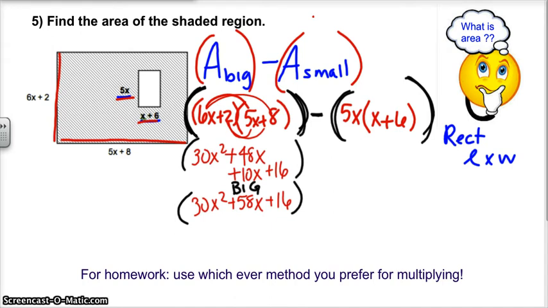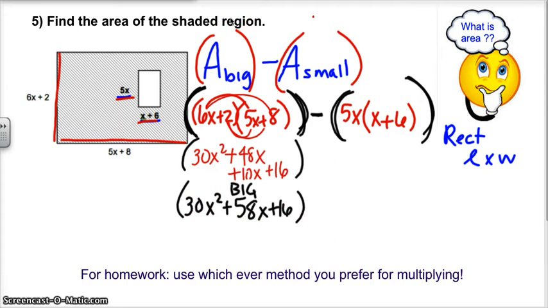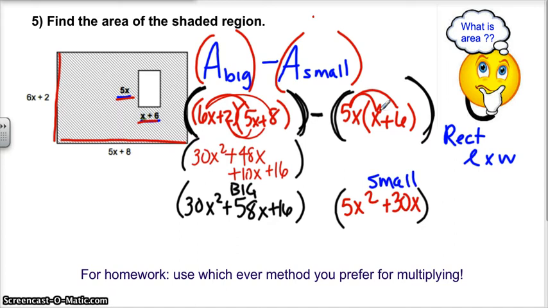Now let's do the small one. For the small one, we'll distribute. 5x times x is 5x squared. 5x times 6 is a positive 30x. So that whole answer wrapped up is the area of the small. And I'm just going to move it down because there's no like terms to combine like there was in the other one. So these two things need to be subtracted.